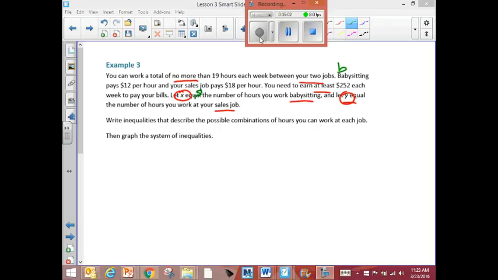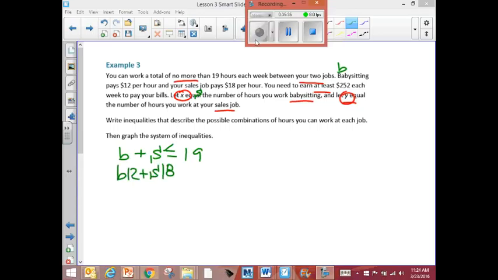You can work a total of no more than 19 hours each week between 2 jobs. Okay, if I add my hours for babysitting plus my hours for my sales job, it says I can only do like 19 hours. I can't do more than 19 hours. Because I'm in school, I can't do any extra work. How do you say no more than? You can either do 19 hours, or you can do less than that. But you can't do any more than that. That's how you get that.